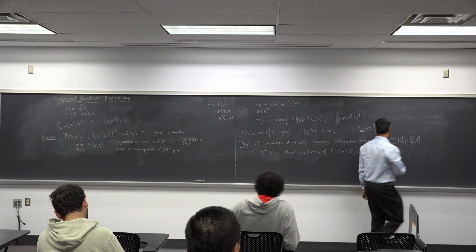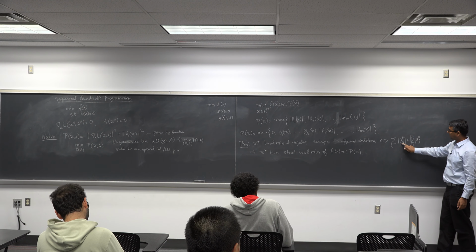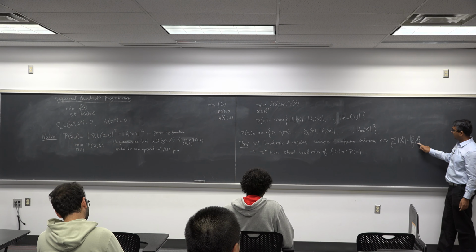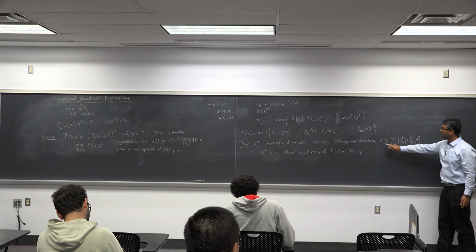So how large should c be? It should be greater than the absolute value of all lambda i star and greater than the sum of mu j star. I mean, all of these terms are added together, and c must be larger than all of these things. So it has to be sufficiently large. Then x star is a strict local minimum of this particular optimization problem.